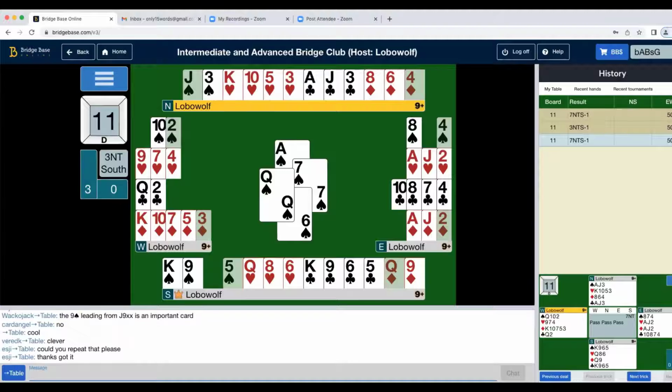It's sort of a false card. You don't have to play the queen, but it's just kind of deception in general. It's being a little bit sneaky, giving declarer more of a chance to do the wrong thing.